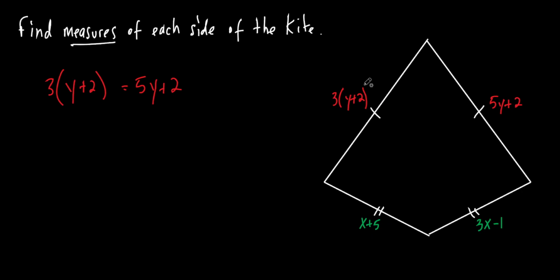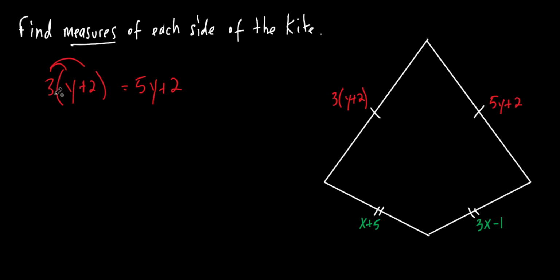So we got to find y, and then we're going to plug it back in either to this one or to this one. Doesn't matter. And then we can find the length of that side right there. Okay? So let's do it. What do we do first? What's our first step here? We're just doing algebra. What's this step called? Distribute. That's right.